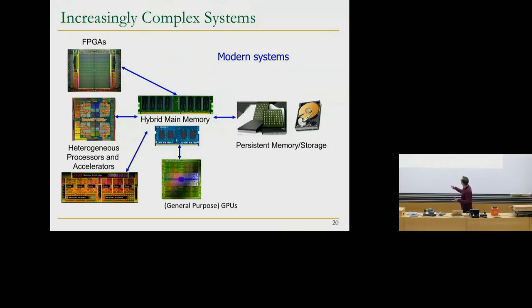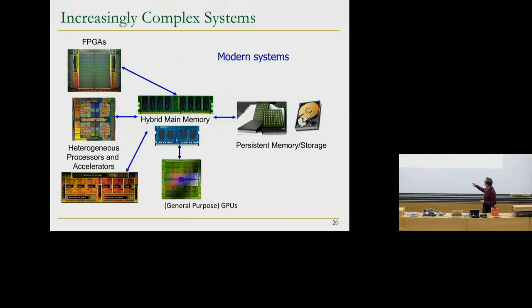So you basically have GPUs. You have heterogeneous processors and accelerators, different types of accelerators, and increasingly FPGAs, also field programmable gate arrays that you're actually going to program in this course. And the systems are becoming more complex, as you can see over here. And memory is becoming more complex. Memory is becoming more hybrid.